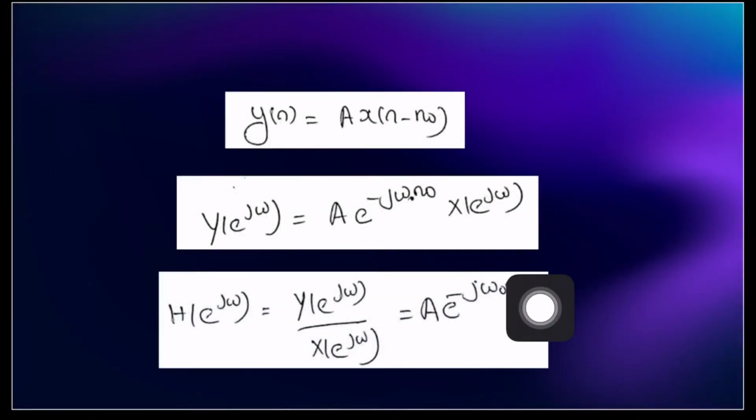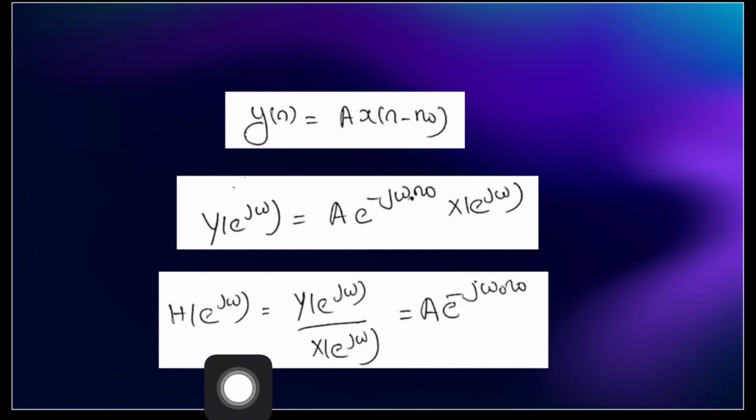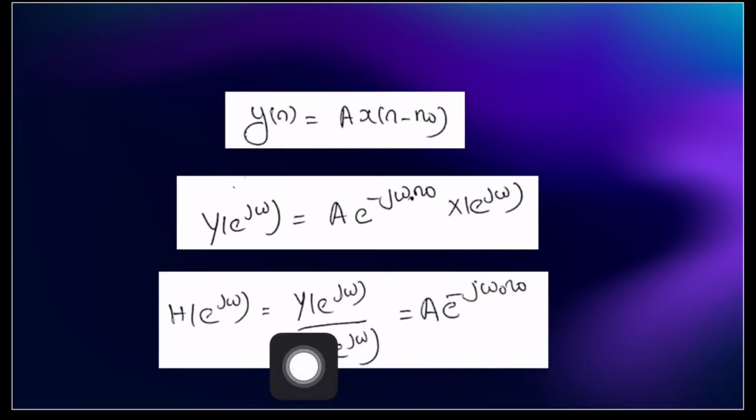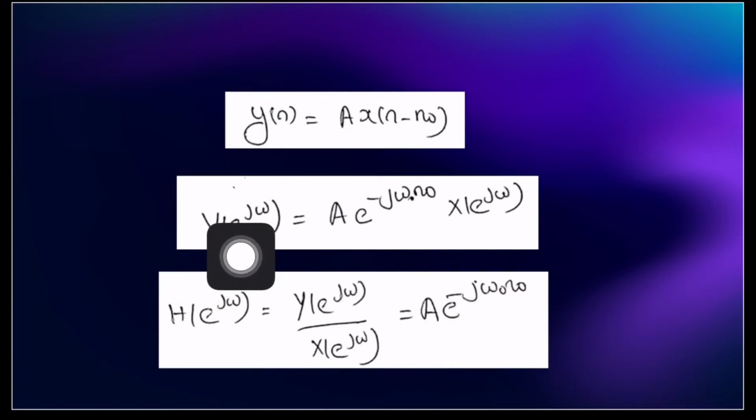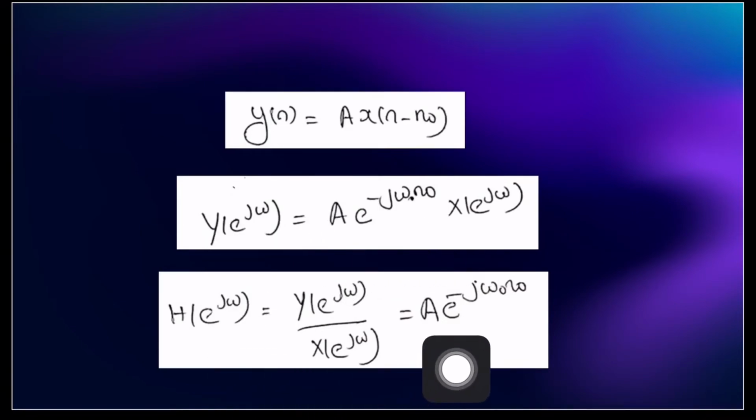The frequency response H of e raised to j omega of an LTI system is defined as Y of e raised to j omega by X of e raised to j omega, where Y of e raised to j omega is the Fourier transform of the output and X of e raised to j omega is the Fourier transform of the input. From this expression, we get H of e raised to j omega as a e raised to minus j omega n0. Thus, we obtained the frequency response.